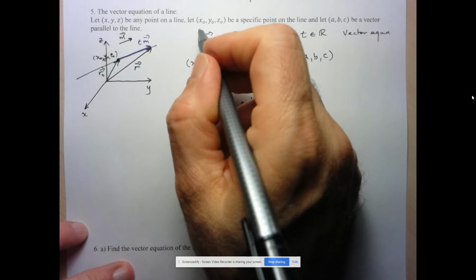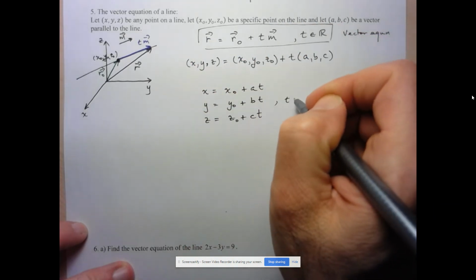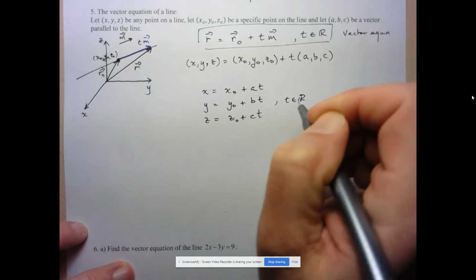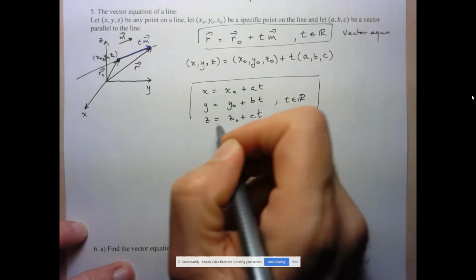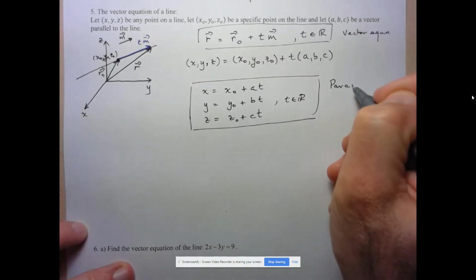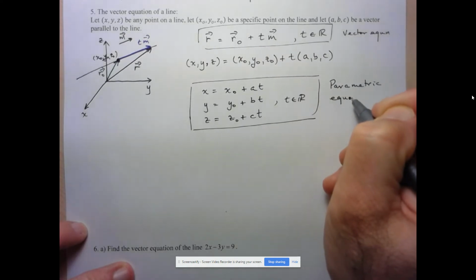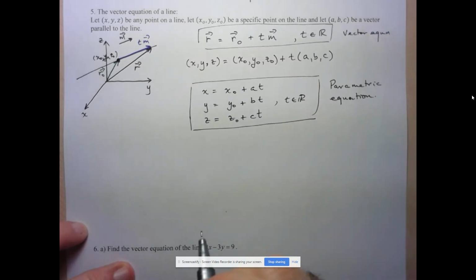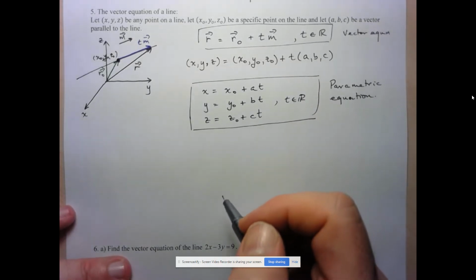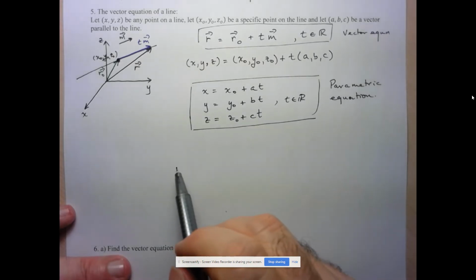So here we have our vector equation. Here, t can be, again, any real number. Here we have our parametric equation. And we'll talk a little later on as to why this version of the equation is of particular importance.